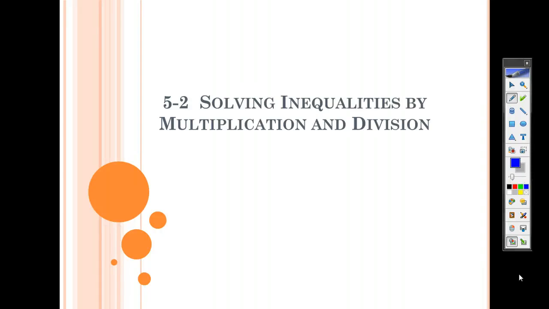This is lesson 5-2, solving inequalities by multiplication and division. In the previous section, we solved inequalities by adding and subtracting, and that was a really quick, easy lesson because it's just like how we're used to solving equations, but this time with different signs. There was nothing really different from solving equations.